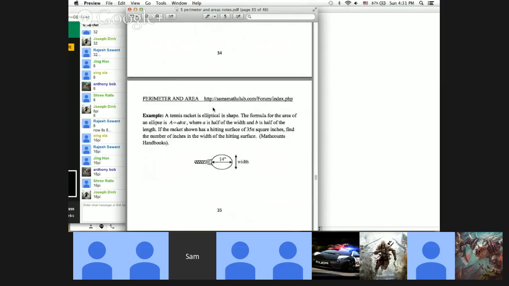Okay, so let's try this problem. A tennis racket is elliptical in shape, so this is elliptical. The formula for the area of an ellipse is A equals AB pi. So this one actually gives you the formula, where A is half the width and B is half the length. If the racket shown has a hitting surface of 35 pi, find the number of inches in the width of the hitting surface. So it gives you the area this time, it gives you one of the lengths, and it asks you to find the other one.